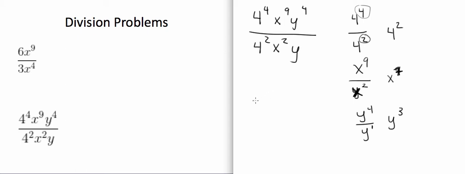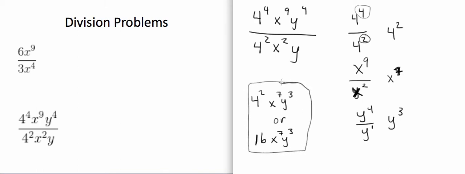So our final answer, you can write it in 2 different ways. 4 squared, x to the seventh, y to the third. Or we can simplify 4 squared, which is going to give us 16, x to the seventh, y to the third. Either one of those answers would be satisfactory for myself. You just have to make sure that you understand how we got those types of answers.